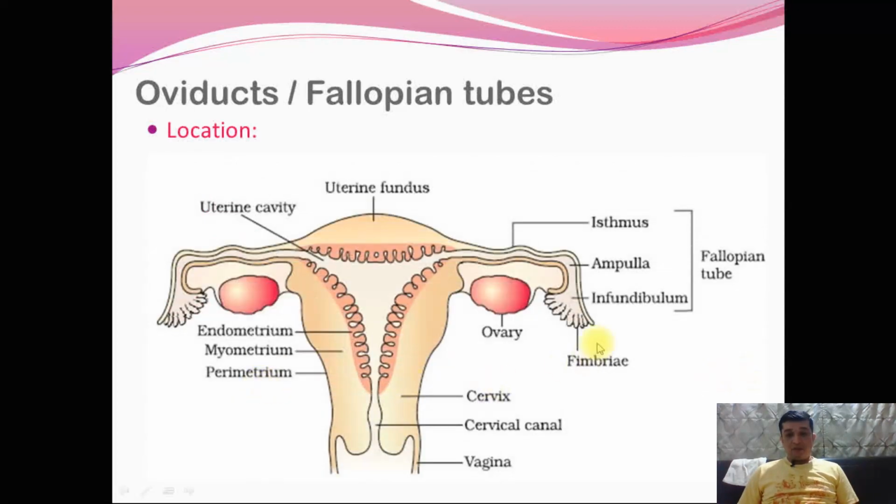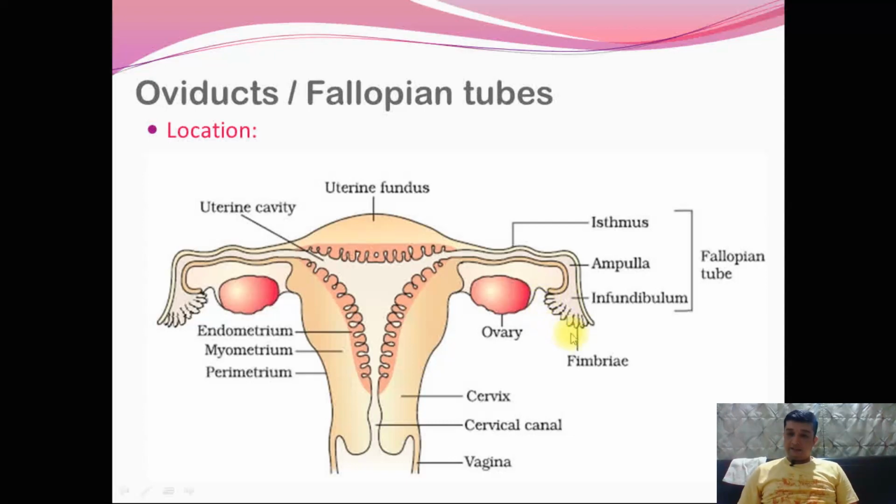Let us check a diagram. You can see this is the fallopian tube. There are three parts of the fallopian tube. The first part is referred to as the infundibulum. We discussed in the earlier lecture on the endocrine system that the infundibulum is a part which connects the hypothalamus with the pituitary gland, so it is a connecting part. Here also you can consider it just like that, a connecting part.